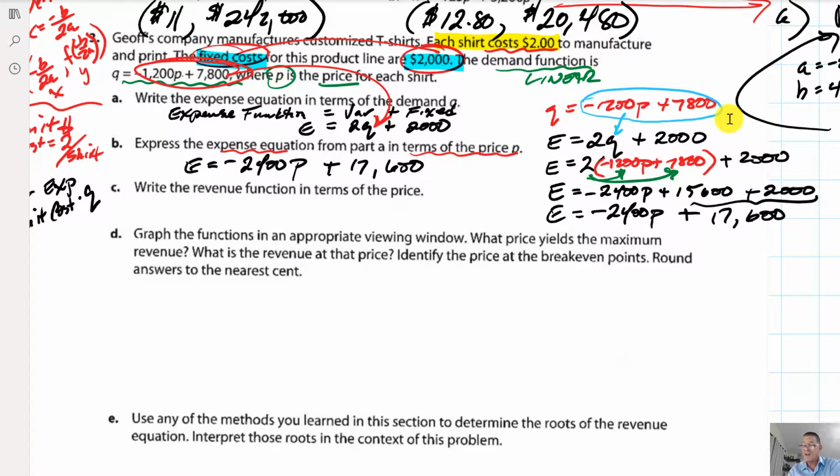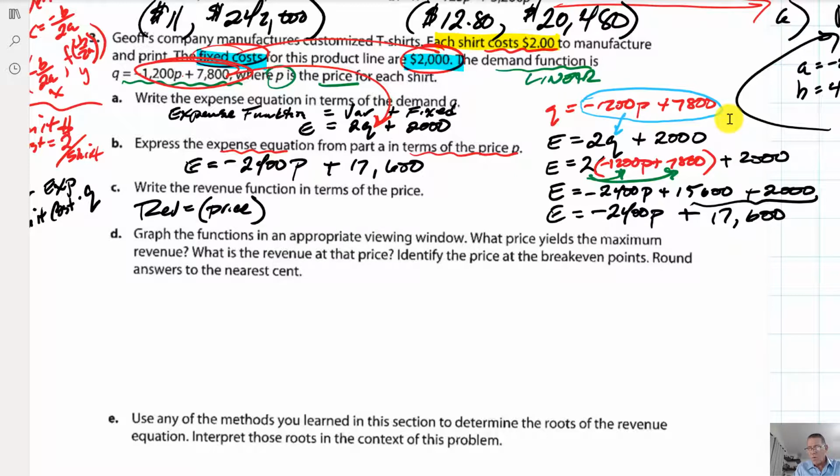Now it says write the revenue function in terms of the price. So this one's new, and we need to do this for the first time. The revenue in general, and again this comes from our previous lessons, is going to be equal to your quantity times the price at which you're selling these. So in general, the revenue is price times quantity.